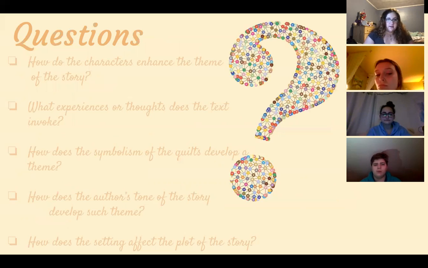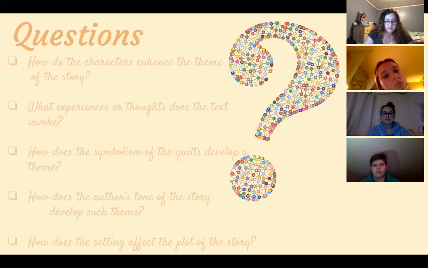And now for the analysis questions. Question 1: How do the characters enhance the theme of the story? Dee is the only member of the household to receive a formal education. Her younger sister Maggie has a completely different interpretation of African American culture. A conflict occurs, highlighting these differences, showing that culture and heritage are parts of everyday life.